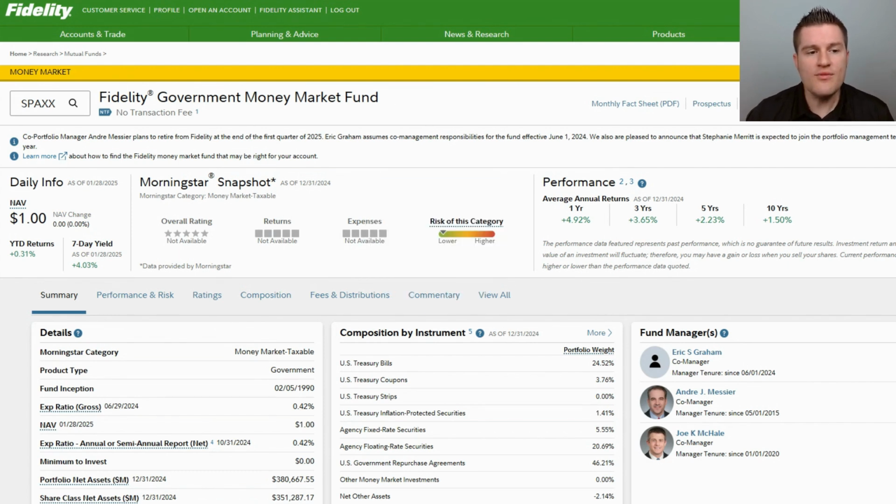But Fidelity Investments over here, the Fidelity Government Money Market Fund, you can look it up just like you would any other stock, index fund, ETF. But one of the things you'll notice over here is it's a money market account. And so it's the Fidelity Government Money Market Fund.